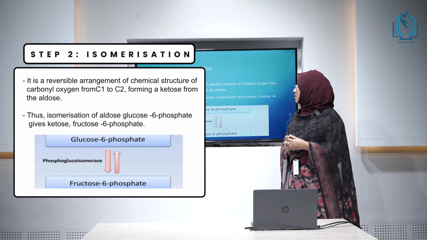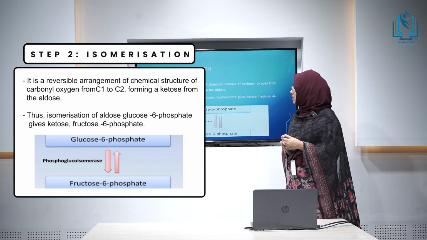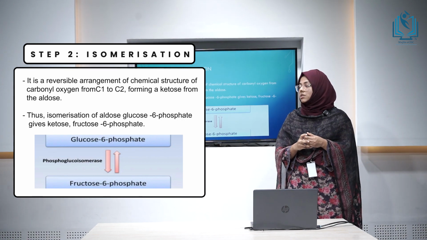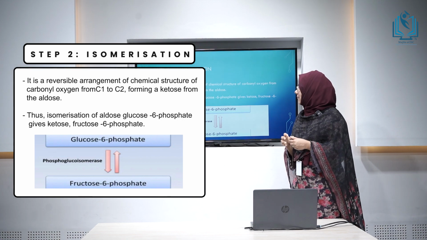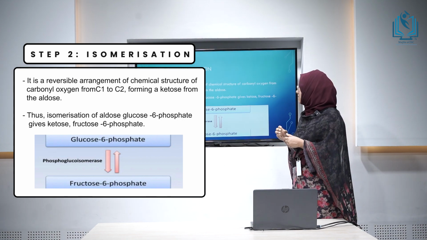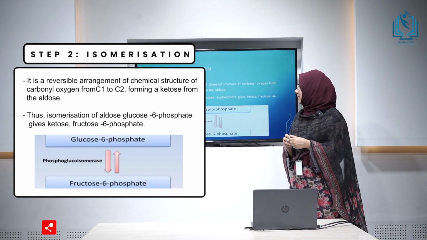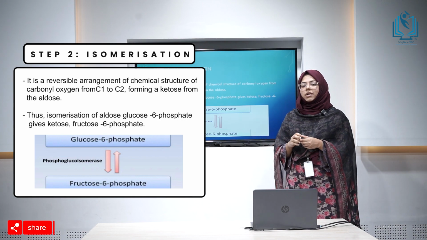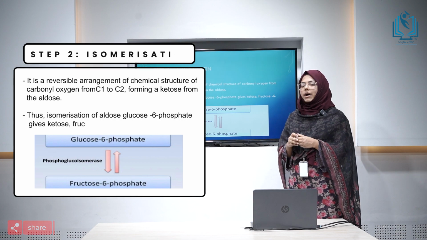Step 2, isomerization. It is a reversible reaction with rearrangement of chemical structure, with the carbonyl oxygen shifting from C1 to C2, forming a ketose from the aldose. Here the aldose glucose 6-phosphate gives the ketose fructose 6-phosphate, and the equation can be written as glucose 6-phosphate converted to fructose 6-phosphate using the enzyme phosphoglucoisomerase.